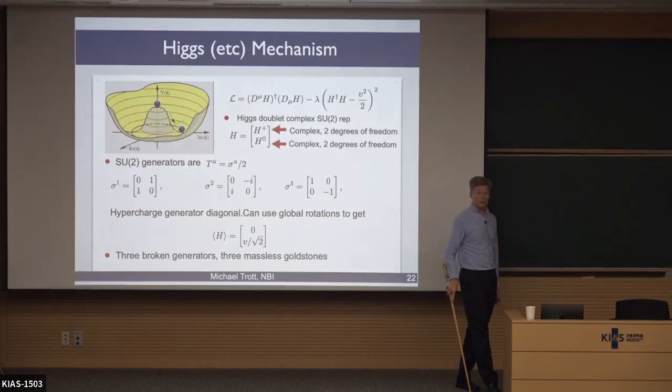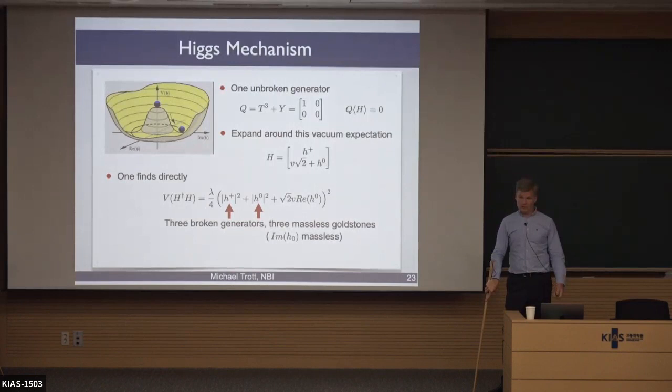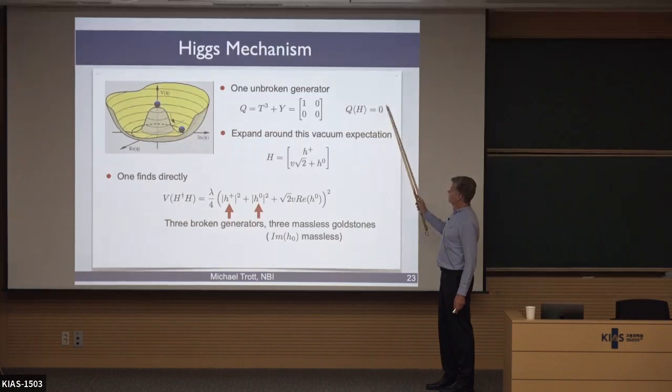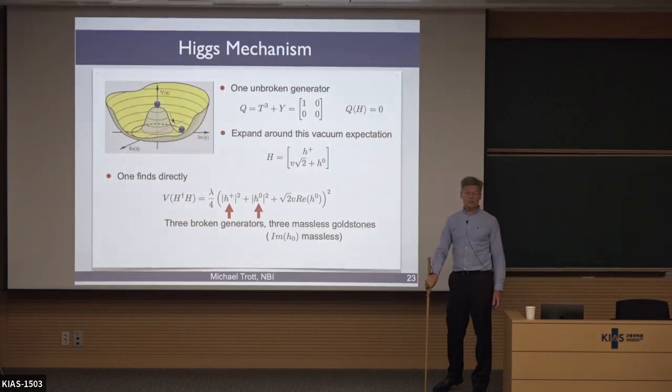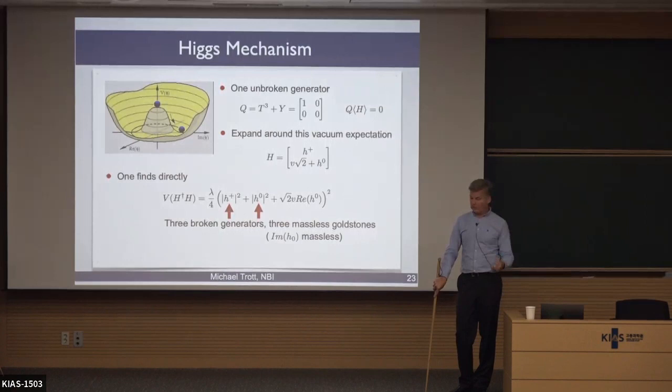This should just be a reminder, but I want to basically normalize and remind you of this. So this is the unbroken generator because that is 0 when it acts on the expectation value. So what you usually do when you have this sort of story is you expand around your classical solution, right? And then you basically study your dynamics and your perturbation around that classical solution. So expand around this vacuum expectation value.